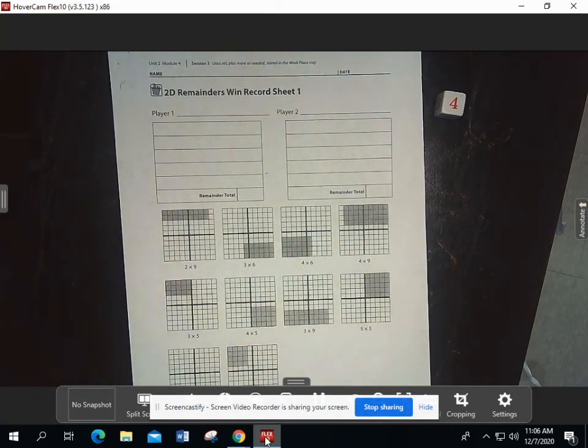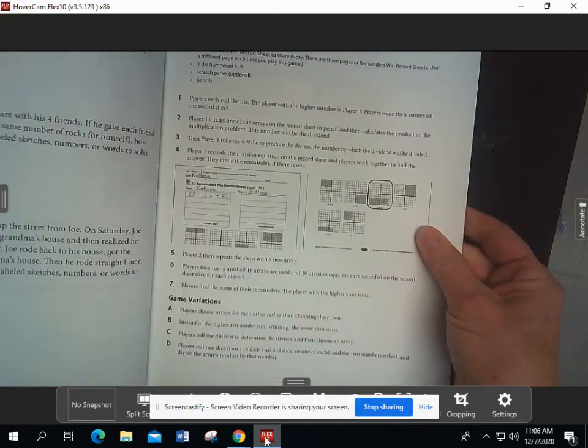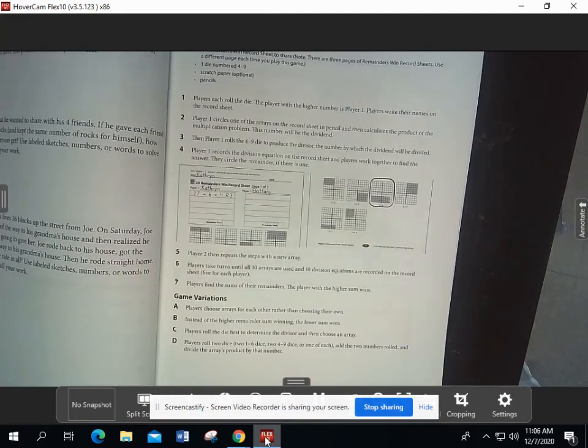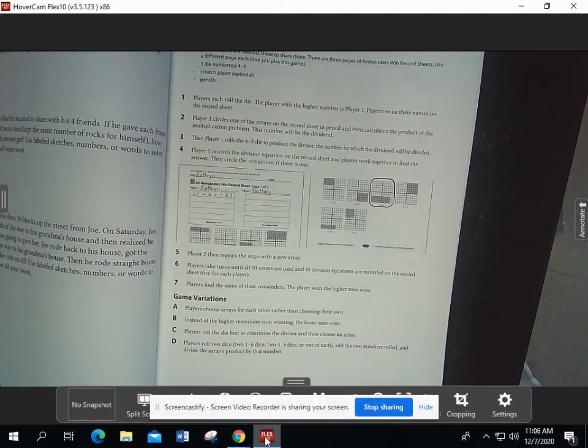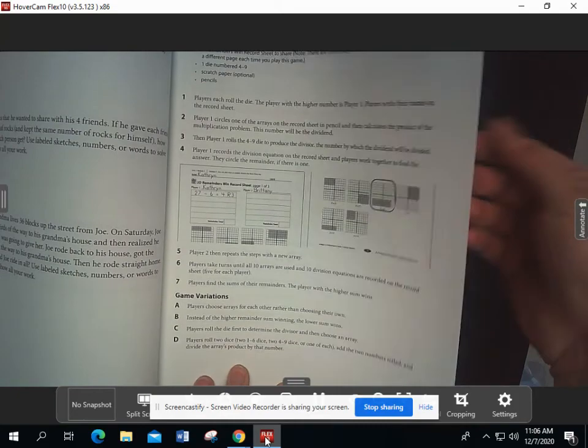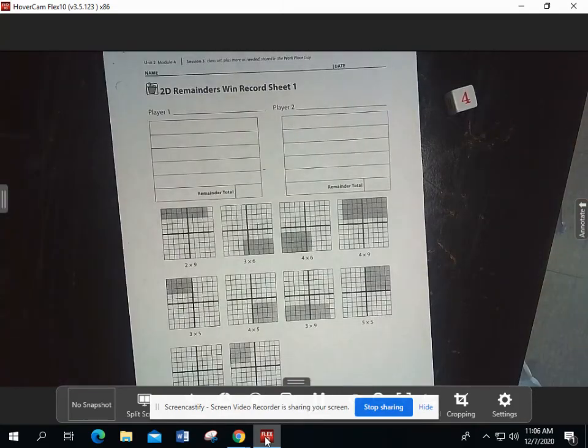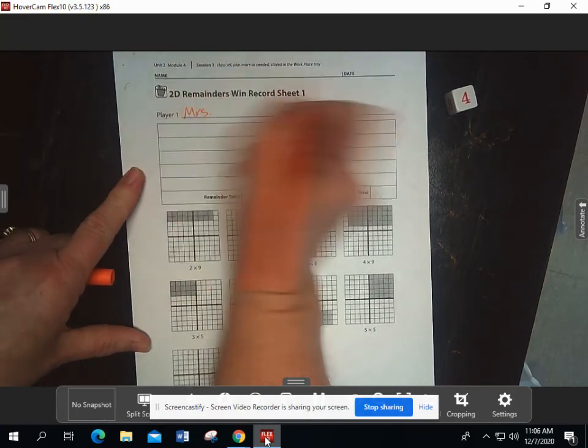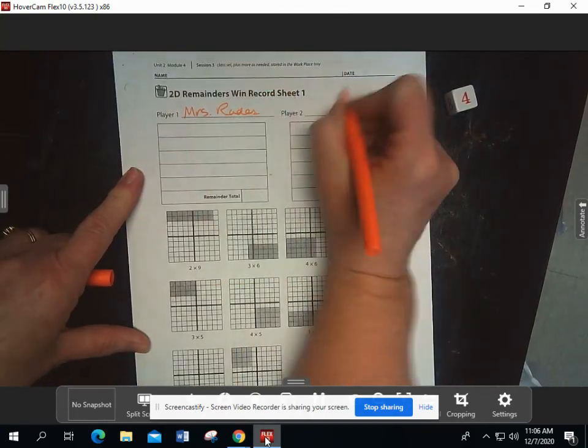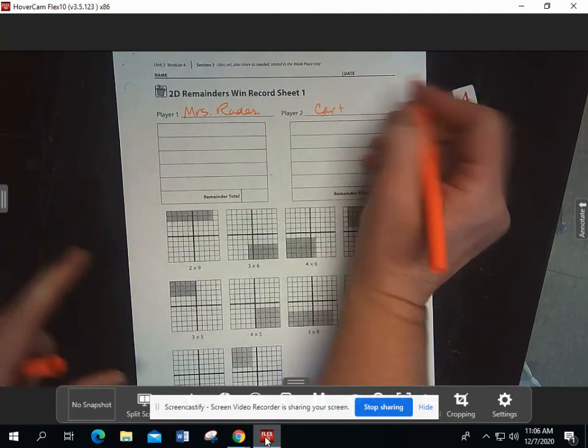Okay? And if you want to know what the instructions are for the game, like in any of your other games, the game instructions are always in your workbooks. This one happens to be on page 75. It tells us that each person rolls a dice to decide who's player 1. You write your names. Since Carter's one of the math helpers, let's see. So I am player 1. Carter is player 2.